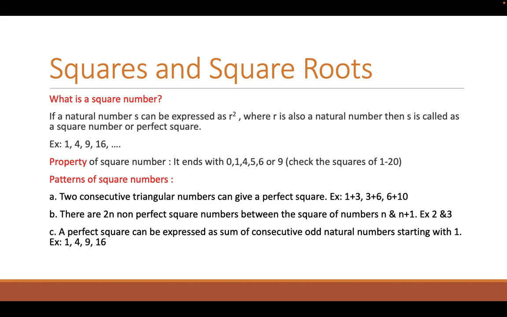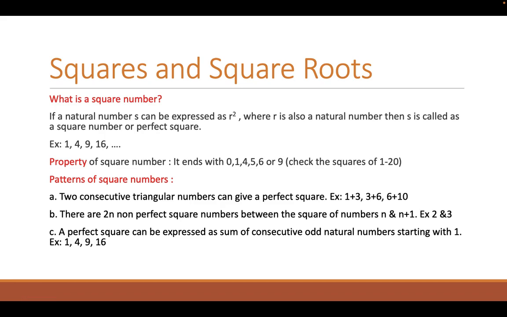n as 2, n plus 1 is 3, whose squares are 4 and 9. So it's saying that between 4 and 9, there are 2n non-perfect square numbers. And what are those? Between 4 and 9, you have 5, 6, 7, and 8. So which is 2n, 4 numbers. If n is 2, then 2n is 4. So there are 4 non-perfect square numbers between the two perfect squares. So that's another one.